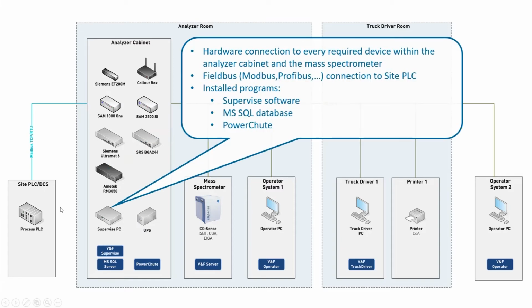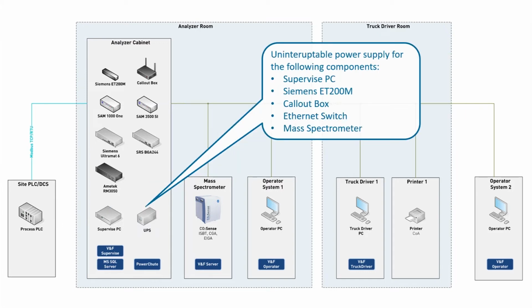The supervisory PC realizes all hardware connections to every required device within the analyzer cabinet and the mass spectrometer located next to the cabinet. Also the Modbus connection to the site PLC is made on this PC. The following programs are installed on the supervisory PC: the V&F supervisory software, Microsoft SQL database, and V&F PowerShell. The UPS inside the analyzer cabinet supplies the following components: the supervisory PC, the Siemens ET200, the callout box, the Ethernet switch, and the mass spectrometer.